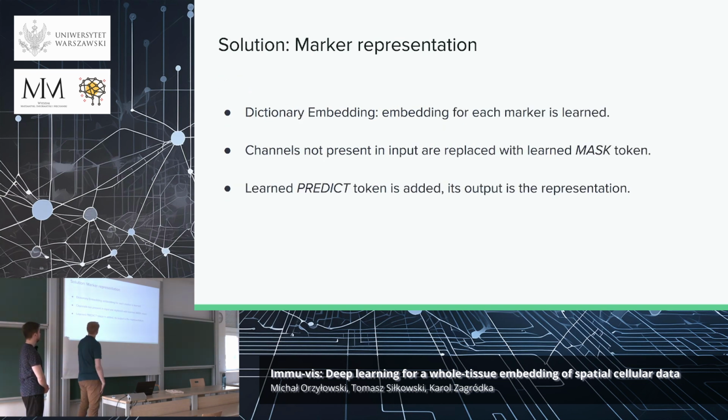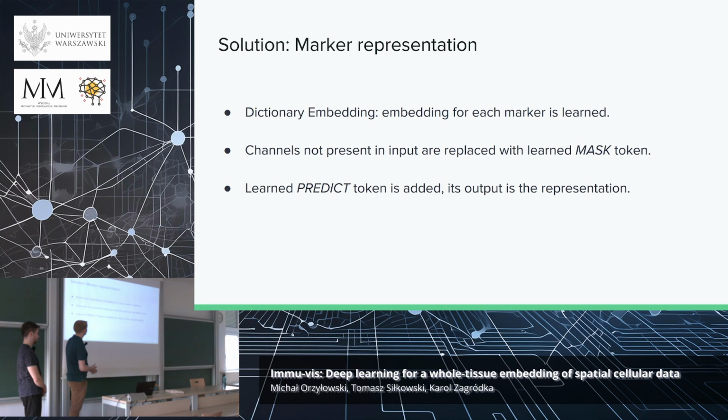So our solution was to create a sort of dictionary embedding. We take the concept of positional embedding, but instead of taking as input the position in the sequence, we arbitrarily select that this channel will have this representation and this channel will have this representation, or other marker. And then we attach that to the input as a sort of guiding information, like the positional encoding works.